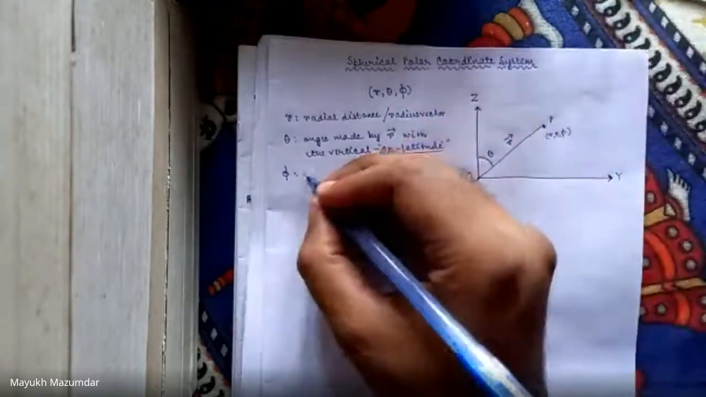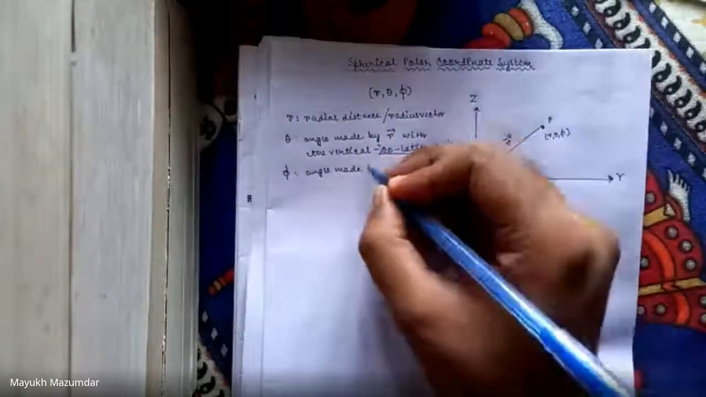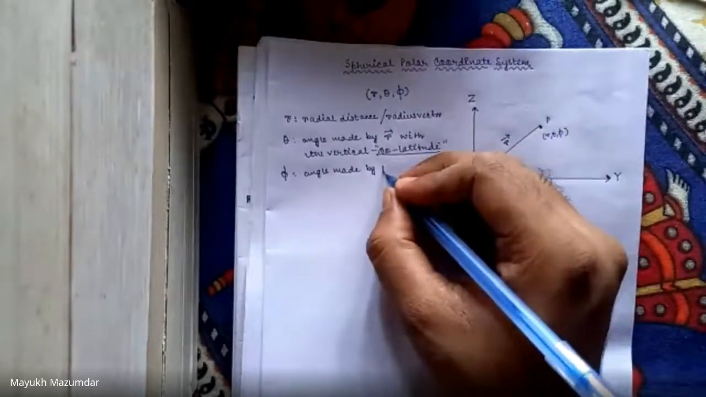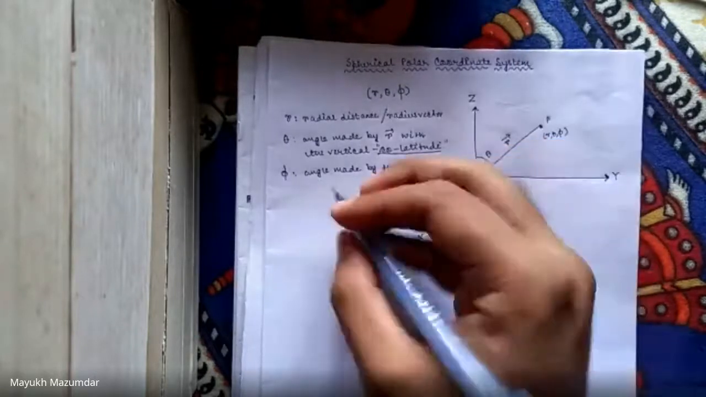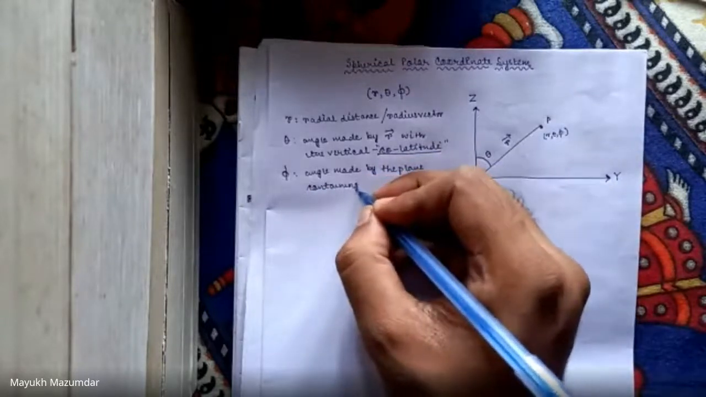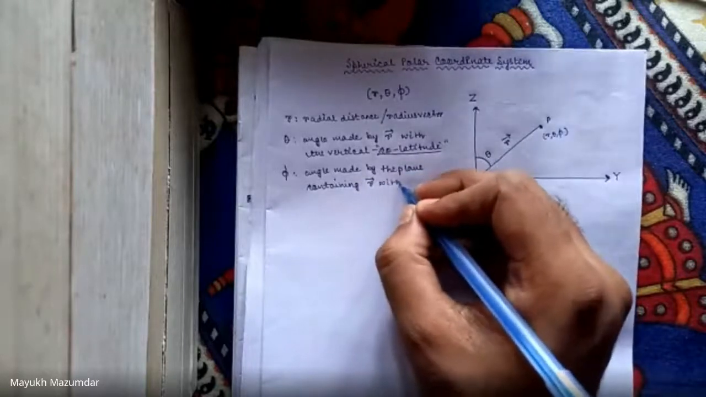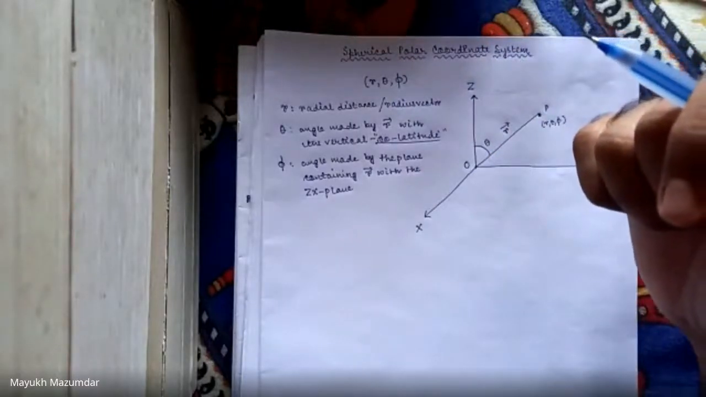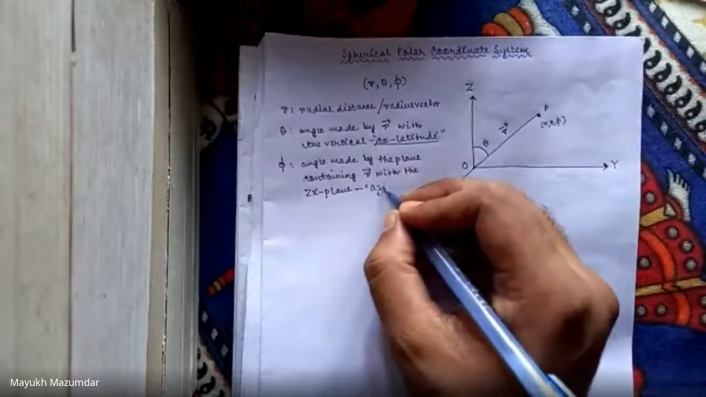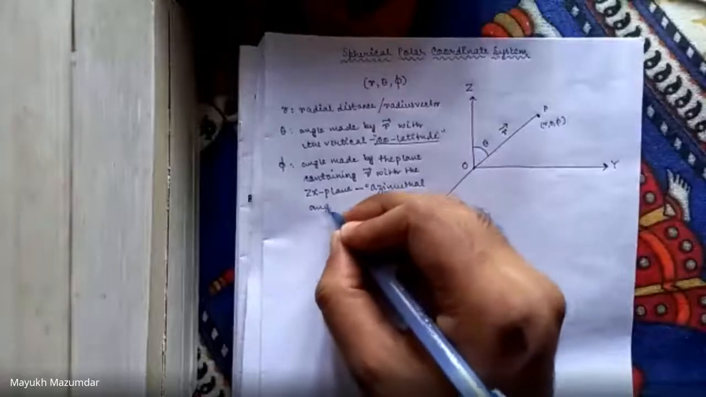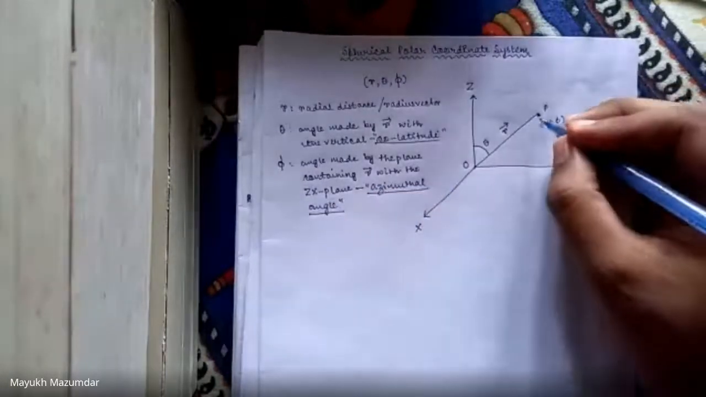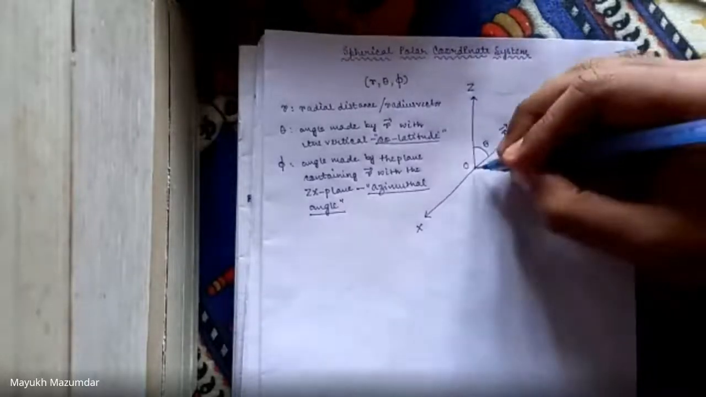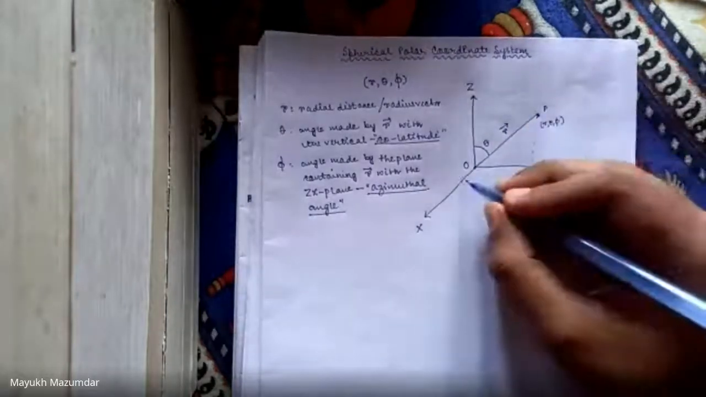And phi is the angle made by, if you think in terms of planes, it would be better to understand, the plane containing the r vector with the zx plane. That is, in our case, this is the zx plane. Its name is the azimuthal angle. Pictorially, we can say that angle phi is this angle.